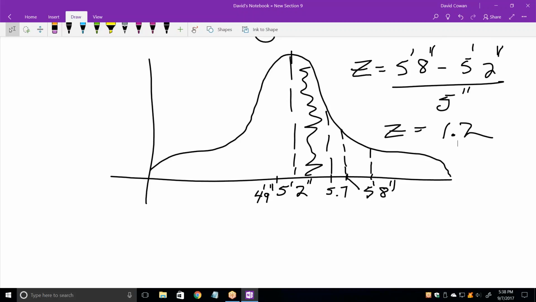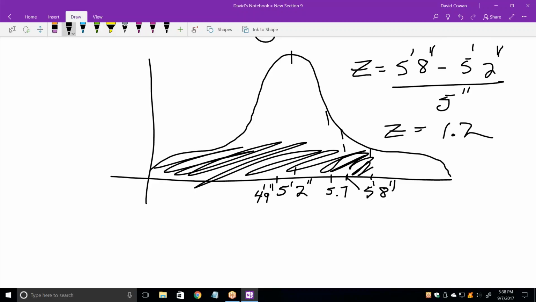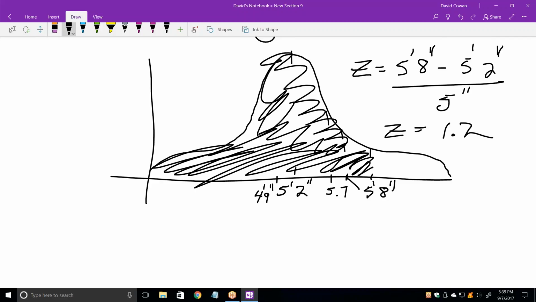Well, what the z-table gives you, in other words, I'm looking at the z-table. If I look at 1.2, it tells me that 88.49% of the curve is to the left of a z-score of 1.2. In other words, if I erase all of this and I left the thing down at the bottom, but if I want to know the area of this curve right here, my z-table tells me, based on this z-score, that 88% is to the left of 5 foot 8 inches.